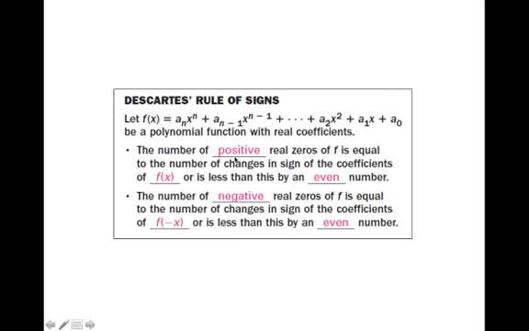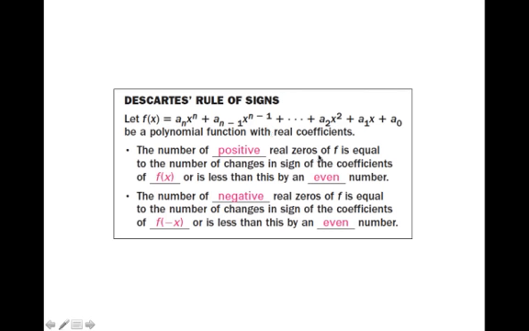Okay? Descartes' rule of signs is going to let us know the number of positive real zeros and the number of negative real zeros, or at least a set of possible values for the number of these zeros. So the number of positive real zeros of f is equal to the number of changes in sign of the coefficients of f(x), or is less than this by an even number. And the reason you have to subtract off even numbers like minus 2, minus 4, minus 6 is because imaginary zeros always occur in conjugate pairs.